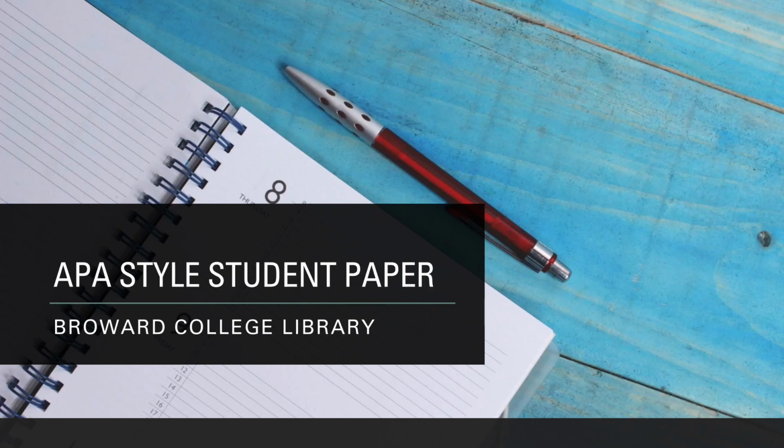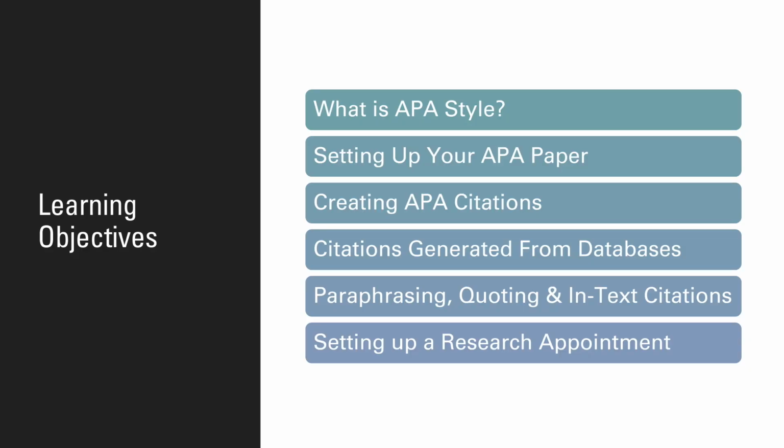The purpose of this screencast is to show students how to set up their APA-style student paper, as well as a brief review on APA-style citations. The learning objectives for this presentation are as follows: explaining what is APA style, setting up your APA paper, creating APA citations, showing you how to adjust citations generated from the databases, paraphrasing, quoting, and in-text citations, as well as how to set up a research appointment for further assistance.